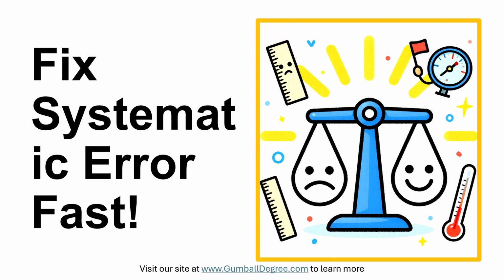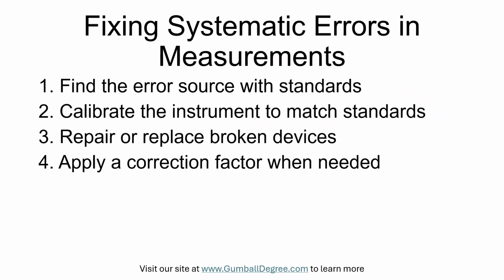You correct a systematic error by identifying its source and then either calibrating or repairing the instrument, applying a calculated correction factor to your results, or switching to a properly calibrated instrument so measurements are accurate. A systematic error is a consistent problem that makes every measurement too high or too low, like a ruler that is slightly short or a scale that reads 5 grams heavy.